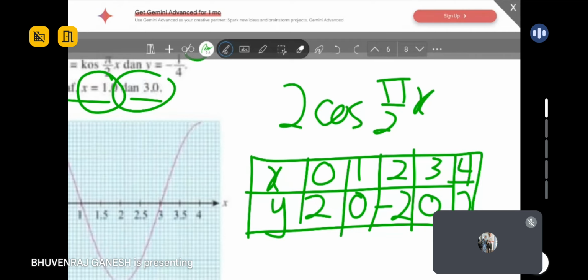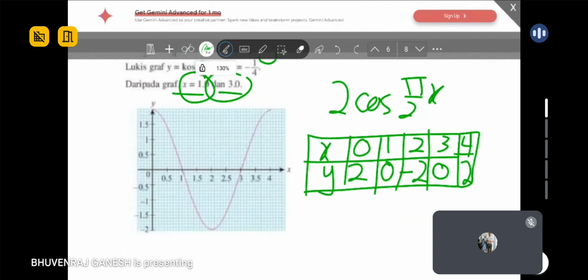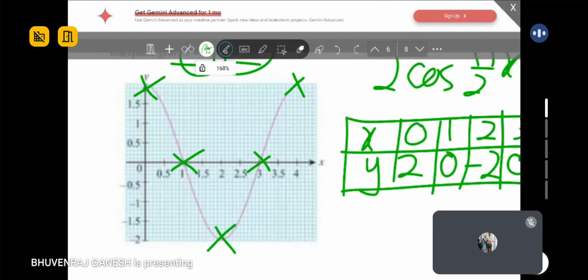So guys, then you can plot the graph. Bila ada jadual, you just need to plot the points. 0 to 1 0, 2 negative 2, 3 0, 4 2. Guys, boleh nampak tak? Bila kamu ada 5 titik minimum, senang tak nak jangka bentuk graf dia macam mana? Senang kan? Very simple, right? That's why I say must have 5 points. Kena ada 5 titik. Then you can get the shape easily. Bentuk dia senang dah dapat.